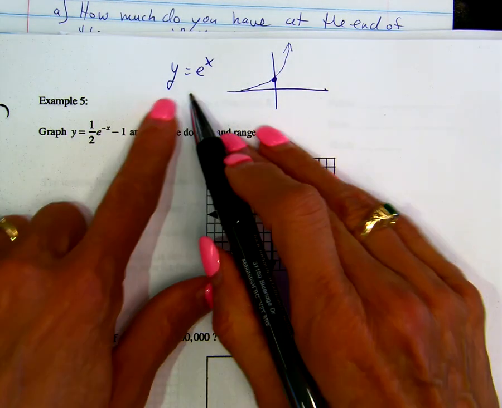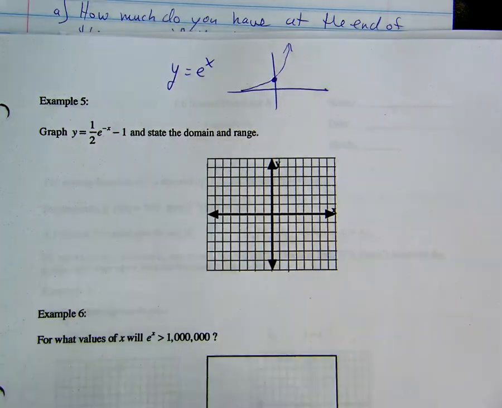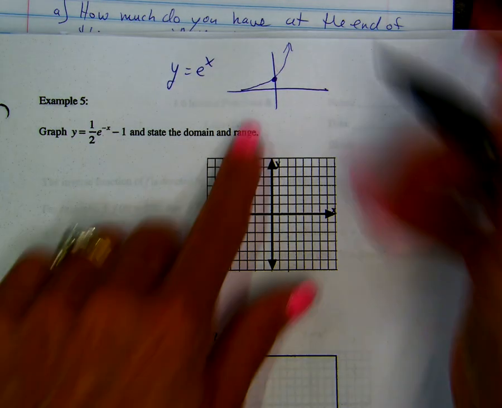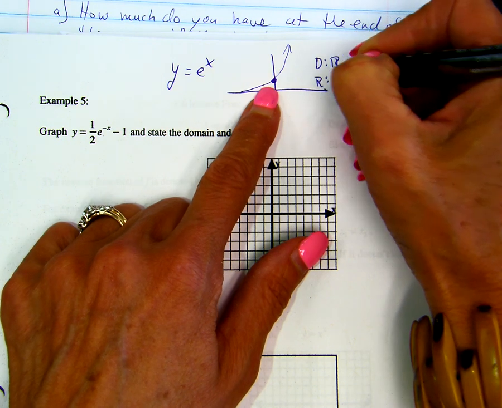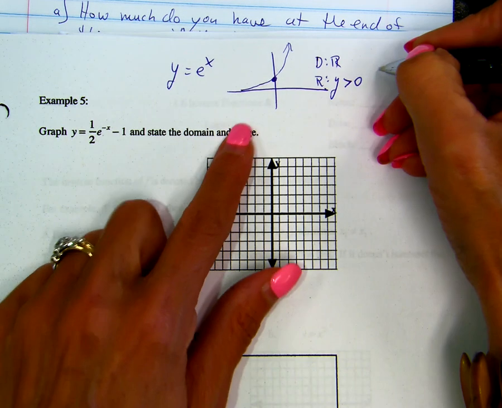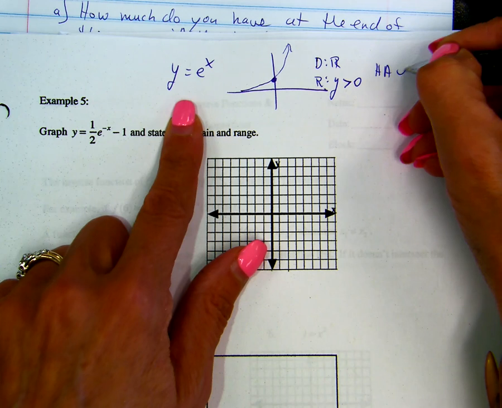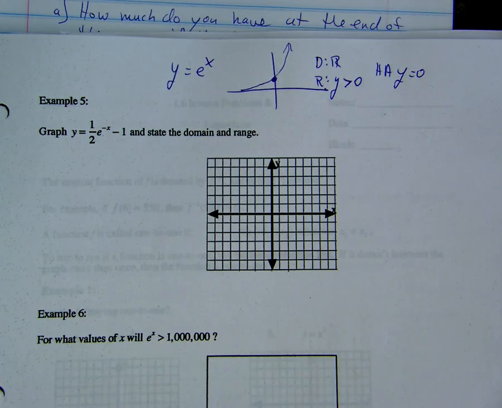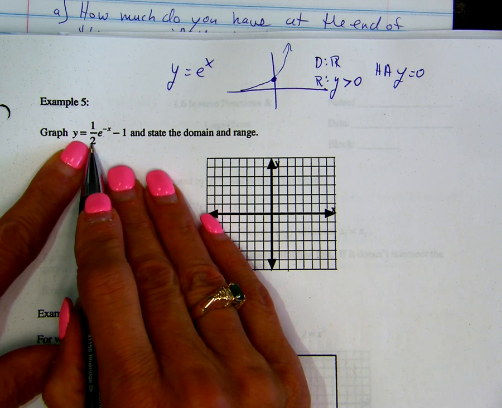So we know what the base function e to the x looks like. What does 1/2 e to the minus x minus 1 look like? E to the x has a domain of all reals and a range of y strictly greater than 0. It has a horizontal asymptote along the x-axis, aka y equals 0. What kind of transformations do we have?